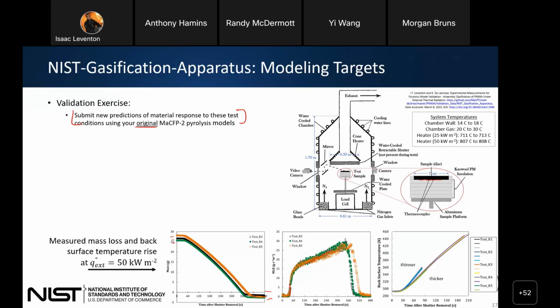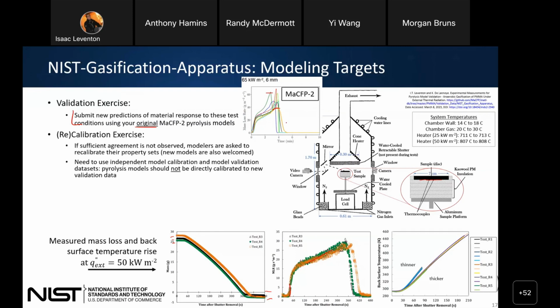Let's see what these models are doing well and what we can use them for. As we noted, or as Morgan noted, there's variation in the predictions of these material property sets. While we can't say any one of them is right or wrong, it's unlikely that they're all perfectly right. So let's use this new validation data to see what's working well or not.